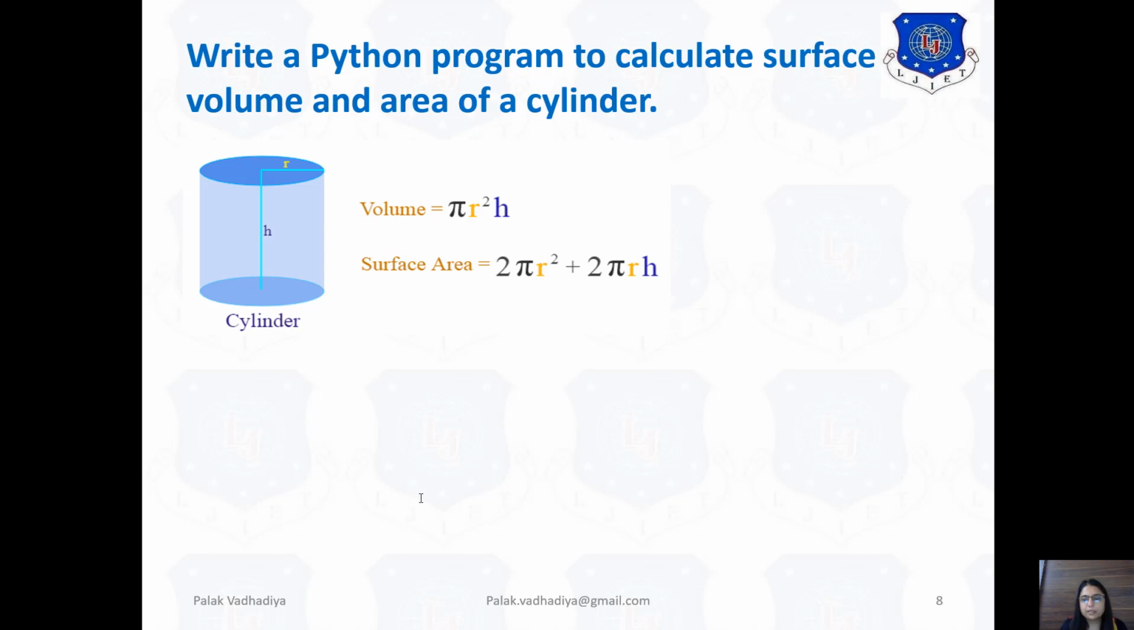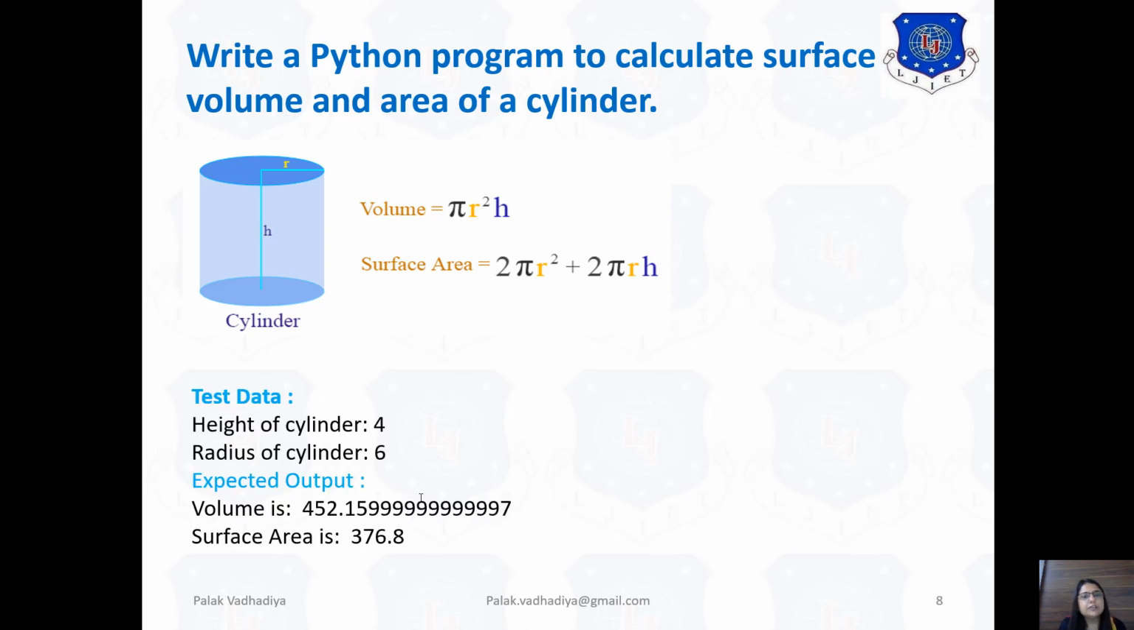We know these are the equations used to find out the volume and surface area. Now some test data is given to us. If the user enters the height of the cylinder as 4 and the radius of the cylinder as 6, then the expected output, the volume, is 452.159997, and the surface area is 376.8. Now let's write this code in PyCharm.